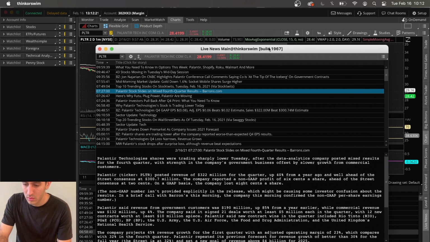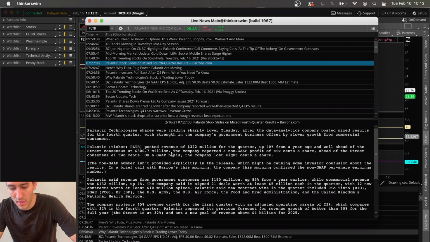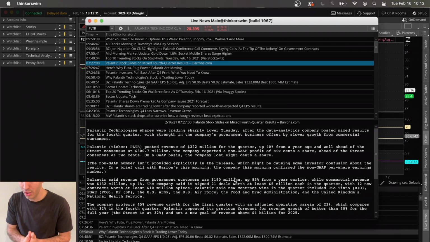Just pull this up a little bit higher. I read this quickly, but this here is what happened. Palantir, ticker PLTR, posted revenues of 322 million for the quarter. They're up 40% from a year ago, so they're doing absolutely so well compared to last year. Keep in mind that the shares of last year were significantly lower too. And well ahead of the street consensus at $300.7 million.